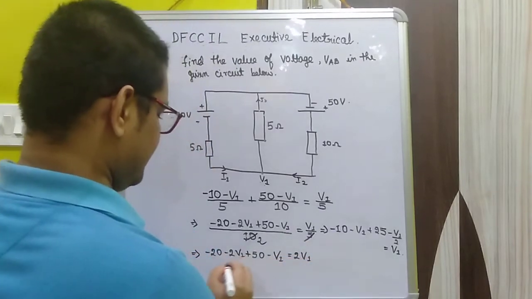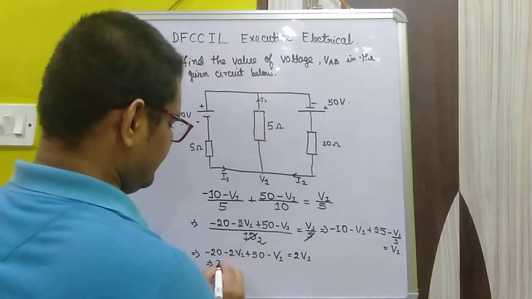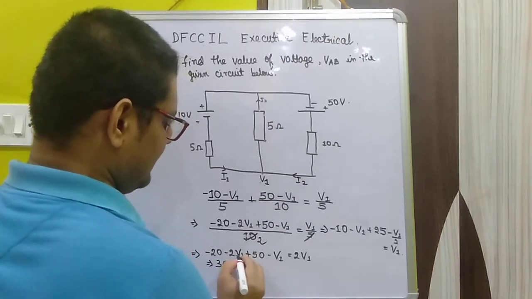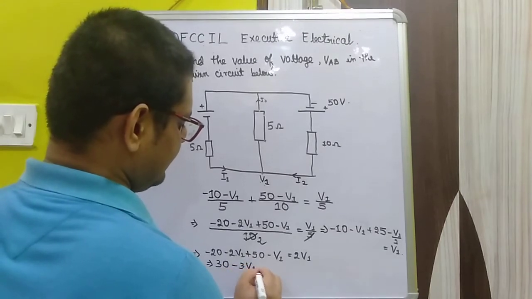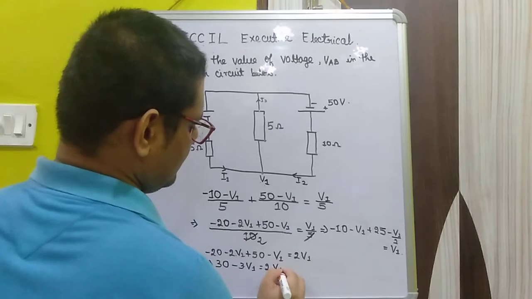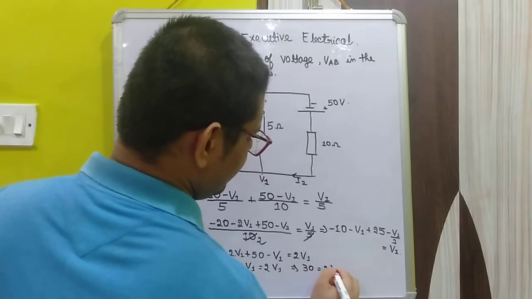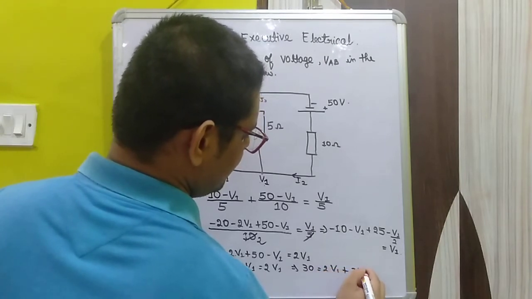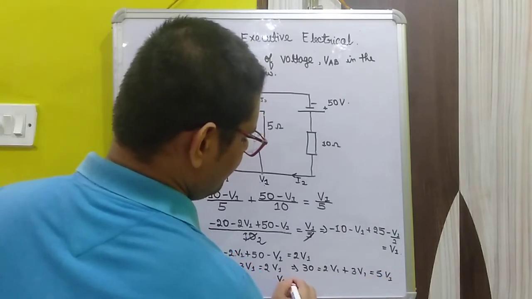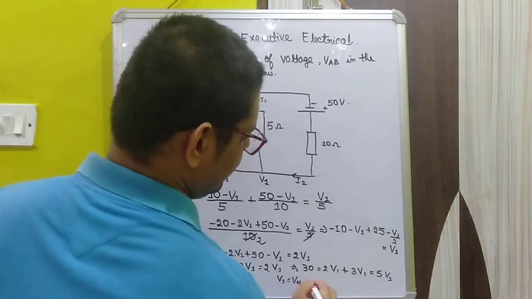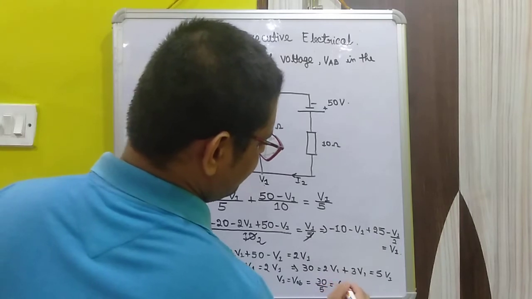Now we add these: minus 20 plus 50 gives 30, and minus V1 and minus 2 V1 gives minus 3 V1, and the right side is 2 V1. So we take the 3 V1 over here: 30 is equal to 2 V1 plus 3 V1, which is 5 V1. So what is the value of V1, or the voltage VAB? It is 30 by 5, which is equal to 6 volts.